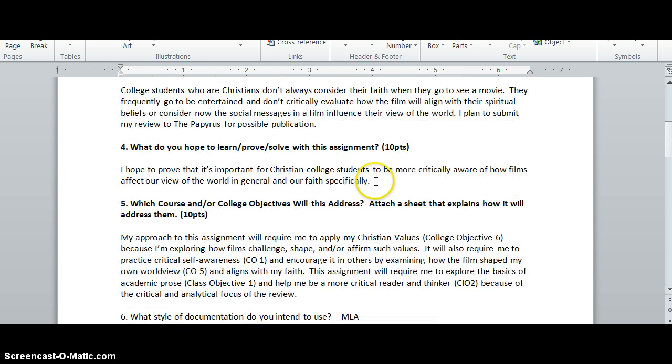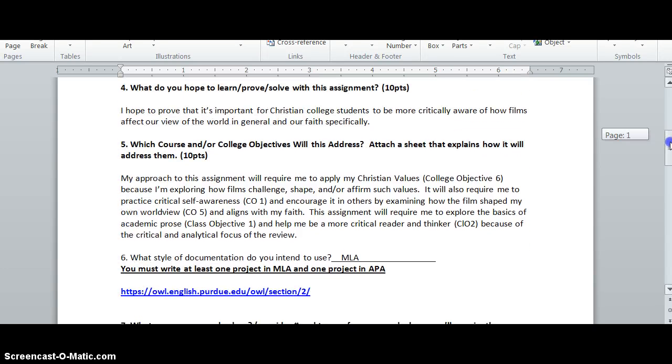Next, you need to talk about why you're doing this assignment. What do you hope to learn, prove, or solve? And you may be learning it for yourself. You may be teaching it to your readers. Either way, you need to critically consider what you're doing and why. Next, it asks you to determine which course and/or college objectives you will address by completing this assignment. You can attach a sheet or explain your analysis right here.